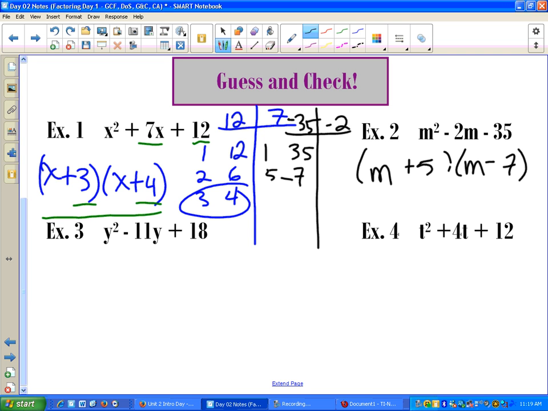What goes right here? M's, not X's. It should be M's and not X's. So if I FOIL this out, do I end up with the original answer? Yes. First, m times m is m squared. Outer, m times negative 7 is negative 7m. Inner, 5 times m is 5m. 5 times negative 7 is negative 35.